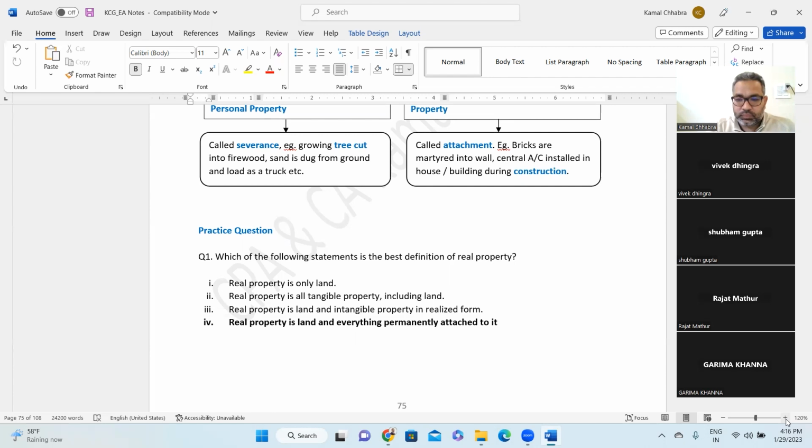Fourth. Why? Because it is immovable, right? So everything, which includes all the properties like the trees and the land and everything which is constructed fully, everything is included in real property.